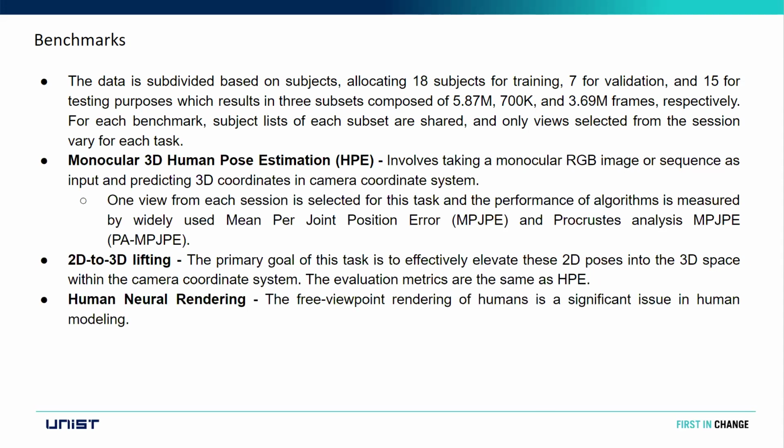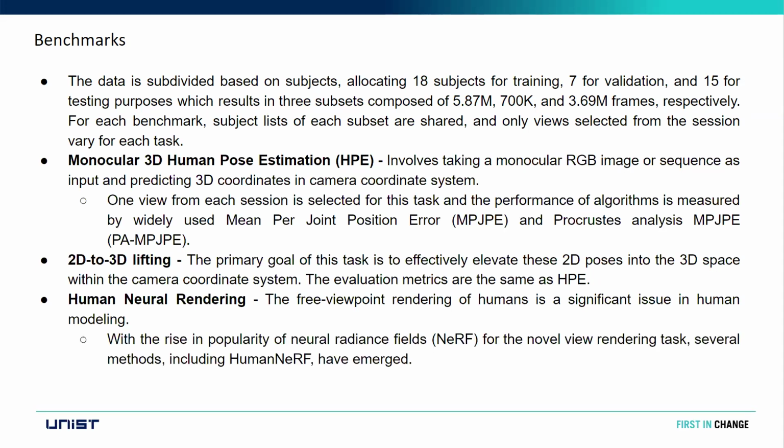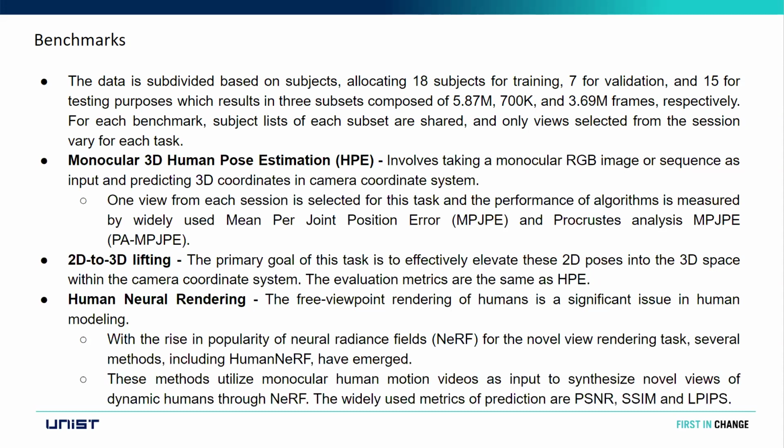And human neural rendering, they also perform human neural rendering. Recently, free viewpoint rendering of humans is a significant issue in human modeling, also with the rise of popular neural radiance fields for novel view rendering tasks. Several methods, including HumanNeRF, have emerged for human neural rendering. This method utilizes monocular human motion videos as input to synthesize novel views of dynamic humans through NeRF. And they use the metrics PSNR, SSIM. Yes. Now we come to experiments.